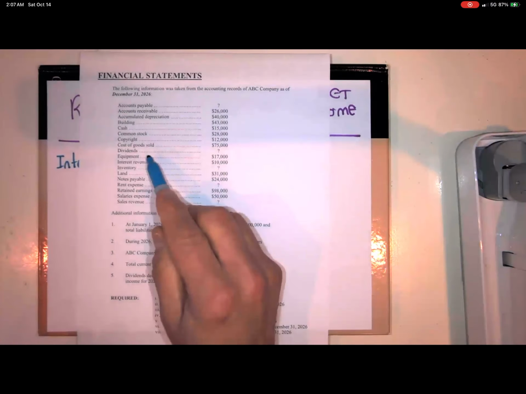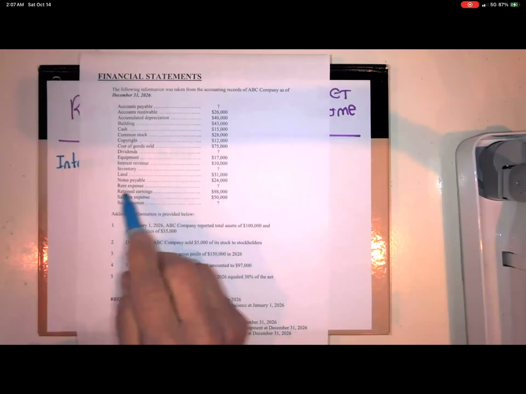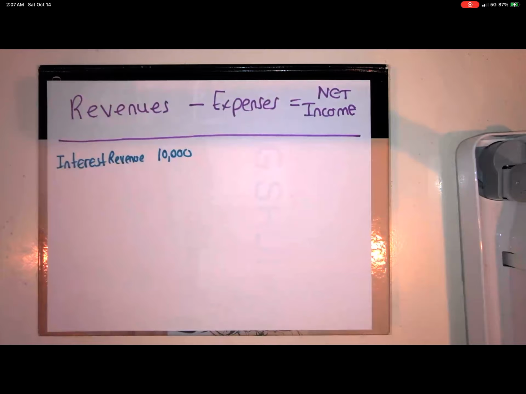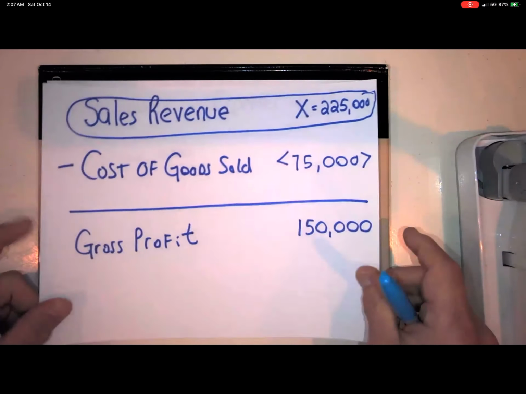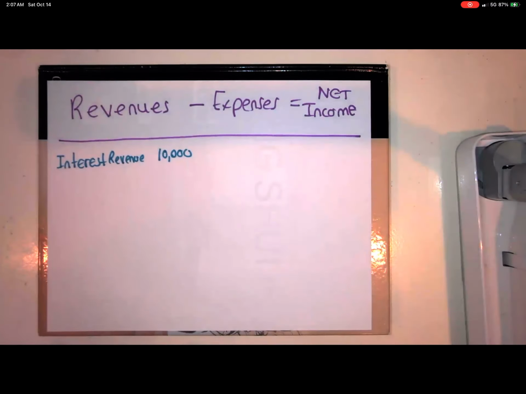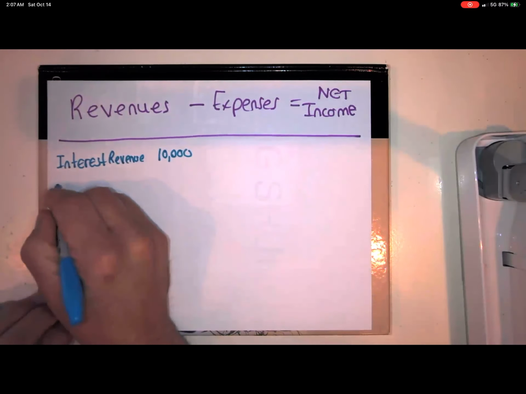We keep looking and looking all the way down here at the bottom. Sales revenue. It's got a question mark, but remember the very first thing we did tonight was calculate our sales revenue as $225,000.